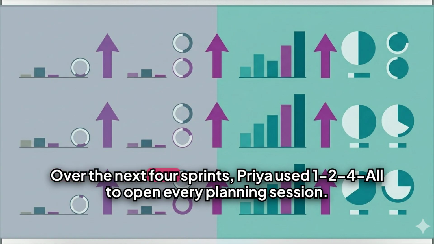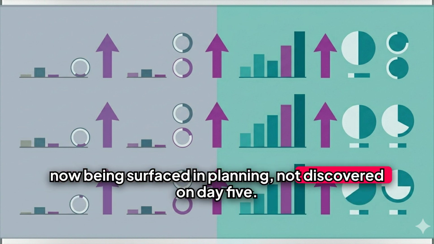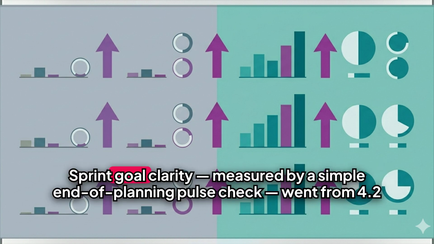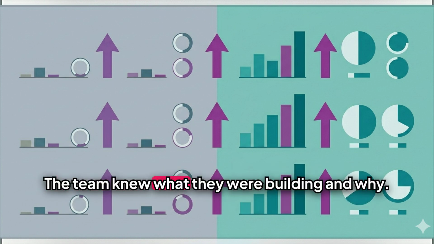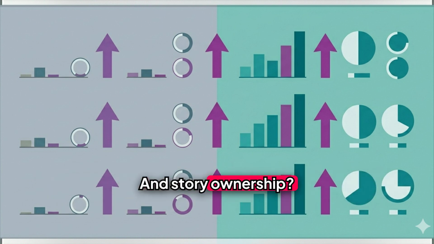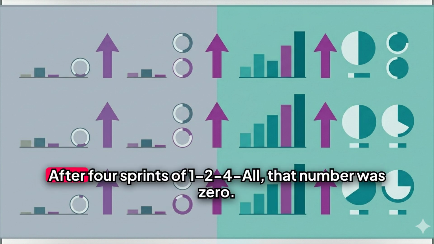Over the next 4 sprints, Priya used 1-2-4-All to open every planning session. The results were not subtle. Mid-sprint blockers dropped by 60%, because the risks that were causing them were now being surfaced in planning, not discovered on day 5. Sprint goal clarity, measured by a simple end-of-planning pulse check, went from 4.2 out of 10 to 8.7. The team knew what they were building and why. And story ownership? Previously, roughly a third of stories had no clear owner after planning. After 4 sprints of 1-2-4-All, that number was 0.